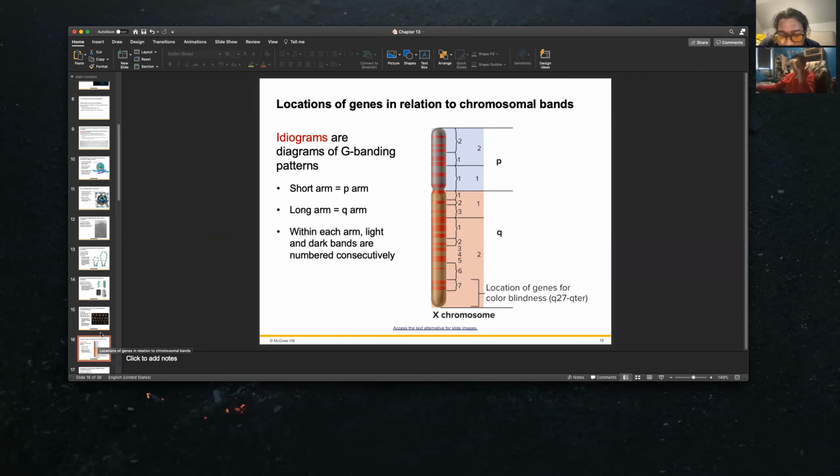Oh, and then there's, I guess, the location for genes for color blindness. And you notice it's on the X chromosome, right? So that's why, I believe it's a sex-linked trait. So mostly men have it.